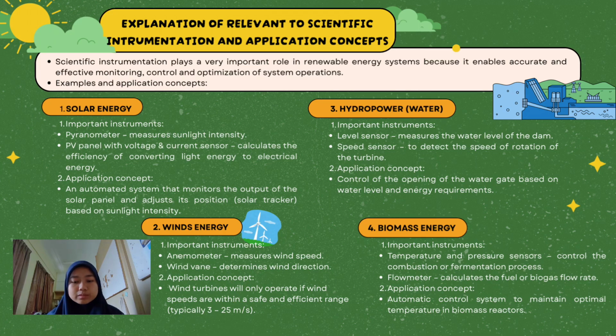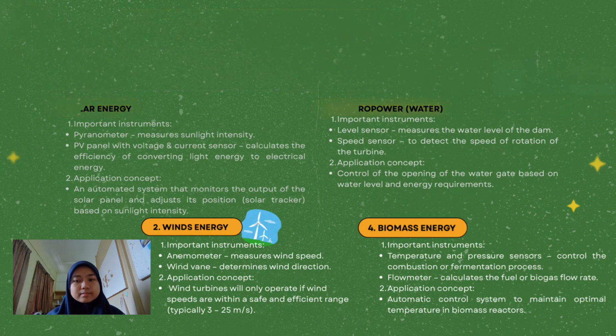The important instrument is the temperature and pressure sensor. This will control the combustion or fermentation process. And we have a flow meter that will calculate the fuel or biogas flow rate. This application concept is an automatic control system to maintain optimal temperature in biomass reactors.